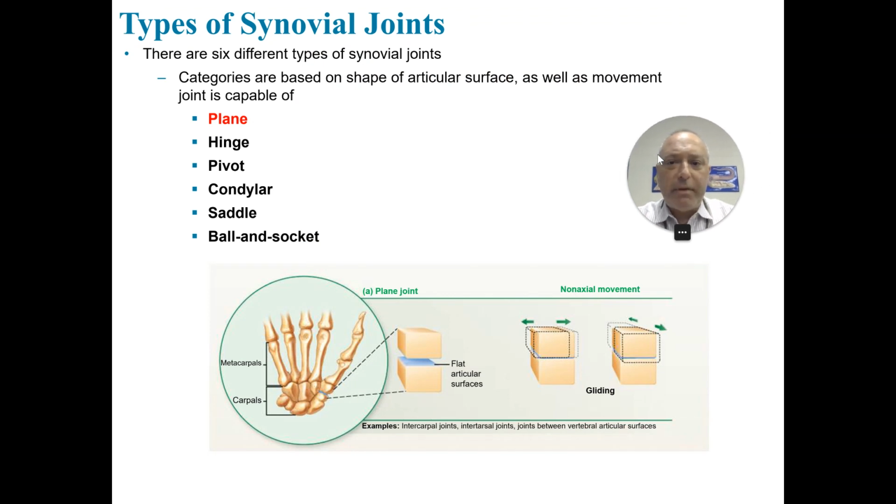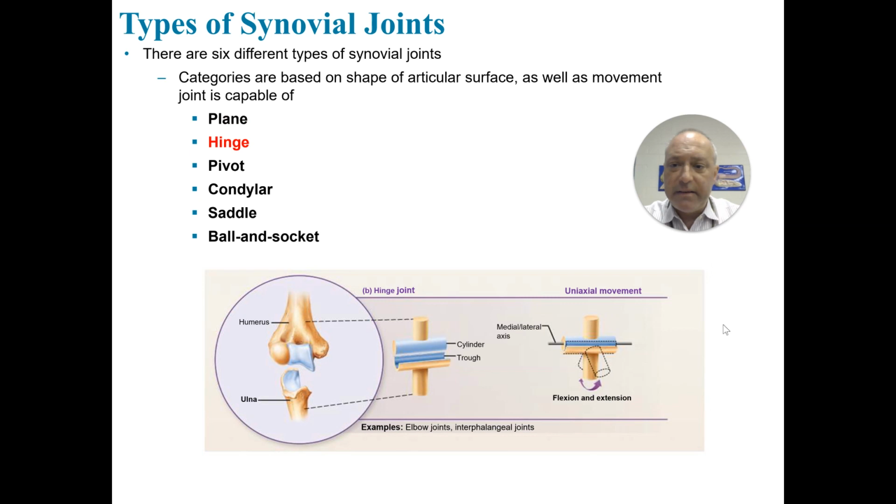Okay, so the types of synovial joints. There are various types. There's plane, hinge, pivot, condylar, saddle, and ball and socket. And so we'll go through each one of these, starting with plane. This is like seen in the carpals, where you have flat surfaces that articulate, and you have gliding movement. It's non-axial, okay? And we'll talk more about axial in just a second. Okay, so hinge joints are how they sound. They're like a hinge in a door.